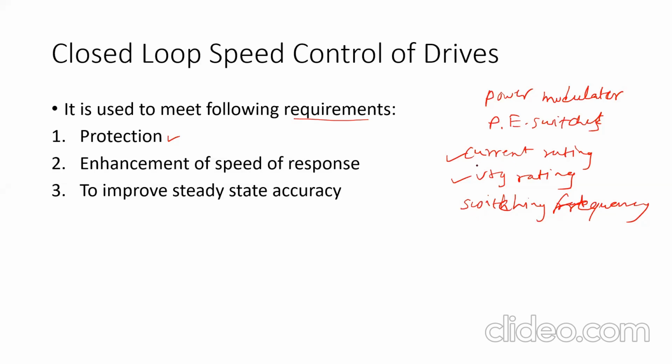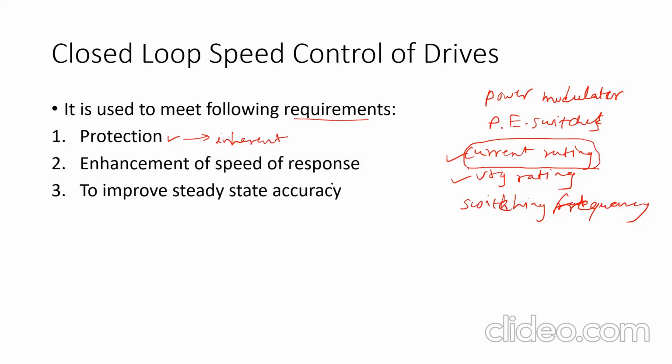Most of the time, the main protection has to be given against current. The current should not be beyond the rated value which a power electronic switch can support. For that purpose, inherent protection is given through software. It is an inherent property of the software, or whatever control algorithm is employed.